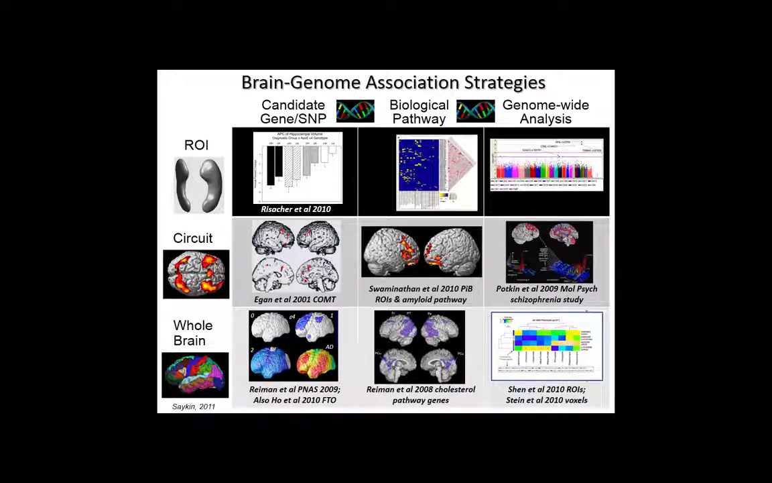In this direction, you can move from a single region of interest to something more like a brain circuit. Regions that maybe are involved in a resting state network or some other brain circuit that you're interested in. And again, you can do different types of genetic analysis across those. And then you can move to a whole brain, in which case the easiest would be to start with just one gene, ApoE being the main one. But you can also do it on a pathway and a whole genome type approach.